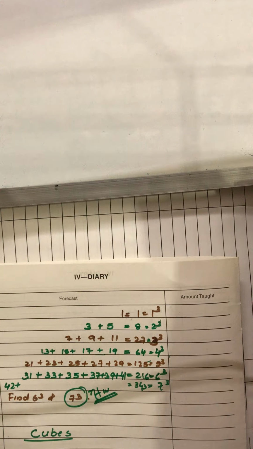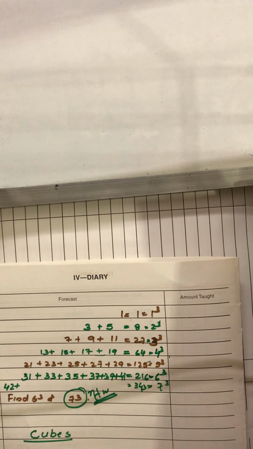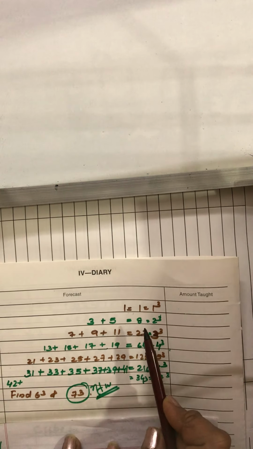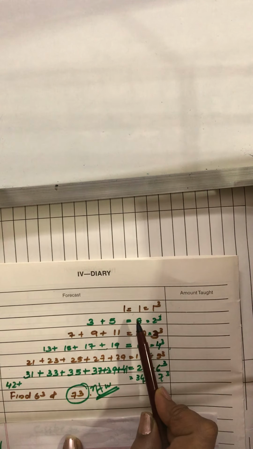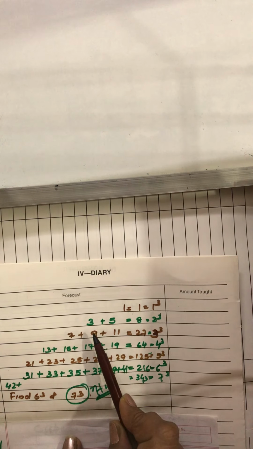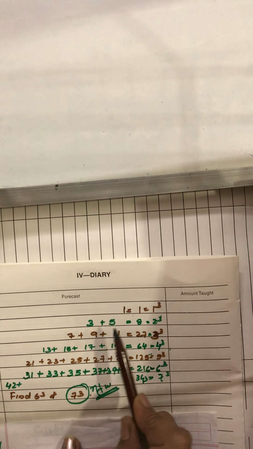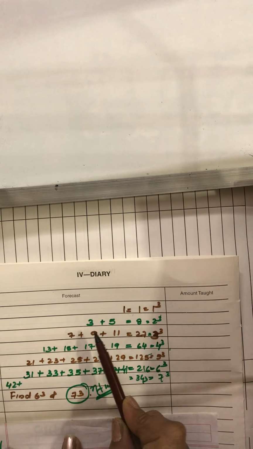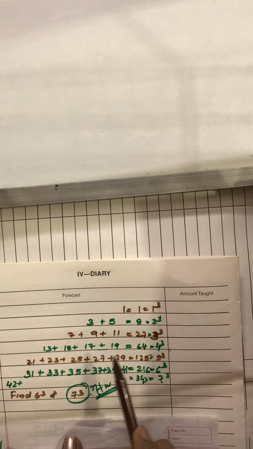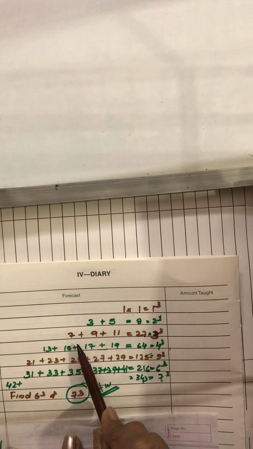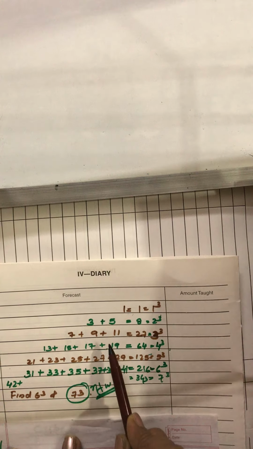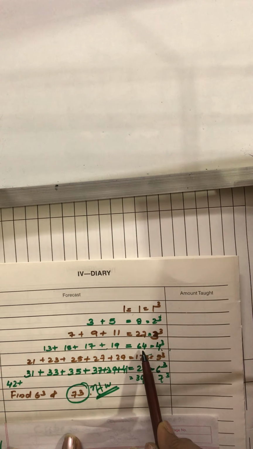So just look, we have 1 is equal to 1 cube. I am just writing the cube as the sum of odd numbers. 2 cube is 8, that is 5 plus 3 or 3 plus 5. 3 cube is 27, 7 plus 9 plus 11. And 4 cube is equal to 64.